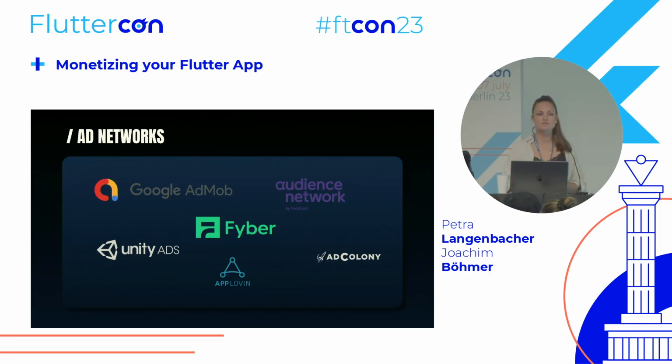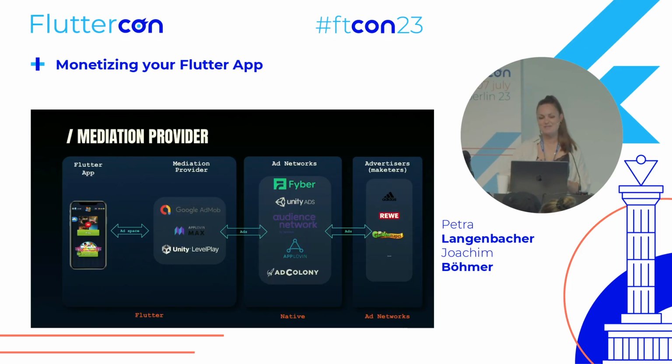But if you don't want to integrate only one ad network into your app, you probably want to use a mediation provider. So what is that? A mediation provider communicates with different ad networks. There are different mechanics for which ads are displayed, but more about that a bit later. Technically the whole thing looks like this: you have a mediation provider, for example Google Mobile Ads, that is integrated directly into your Flutter app. Then on the native part of your app, you integrate the different ad networks, which then communicate with the advertisers and display the ads.